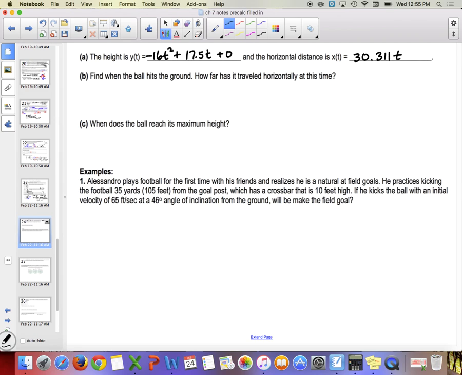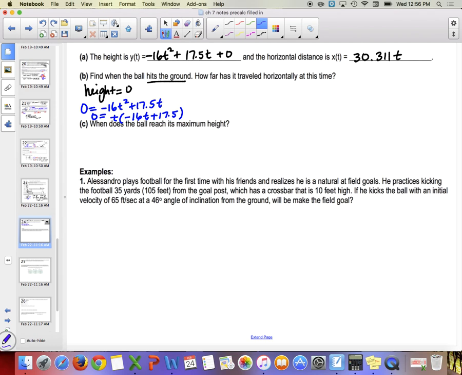So it says, find when the ball hits the ground, how far has it traveled horizontally at this time? So if we want to find when it hits the ground, we want to find when the height equals 0. So we're going to take this equation that we had, and we're going to set it equal to 0. So we're going to have 0 is equal to negative 16 t squared plus 17.5 t. And we solve for t. We're just going to pull out a common factor of t. So I'm going to have t times negative 16t plus 17.5. And we're going to solve.